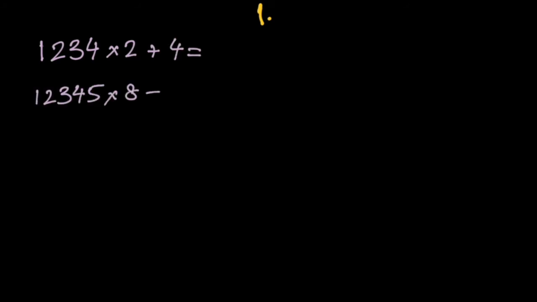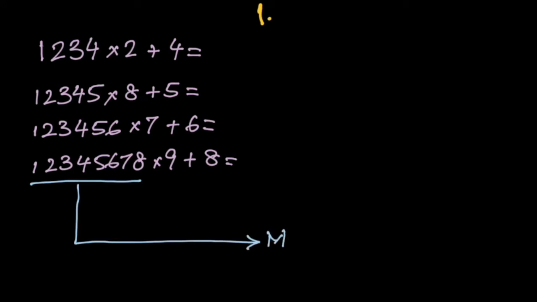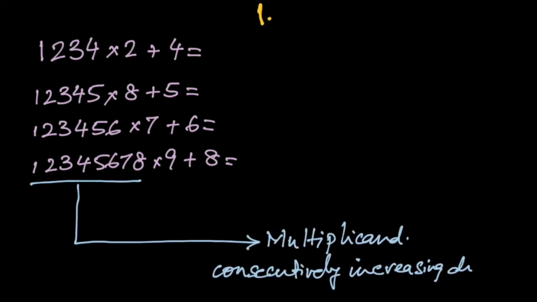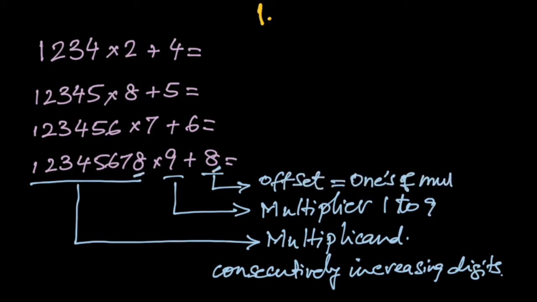So let's start. First type, look at these multiplications. Here we have 3 parts. A multiplicand that has consecutively increasing digits, a multiplier digit, and an offset that is same as ones digit of the multiplicand. I will first show you how to do these quickly, then I will show you the general technique.